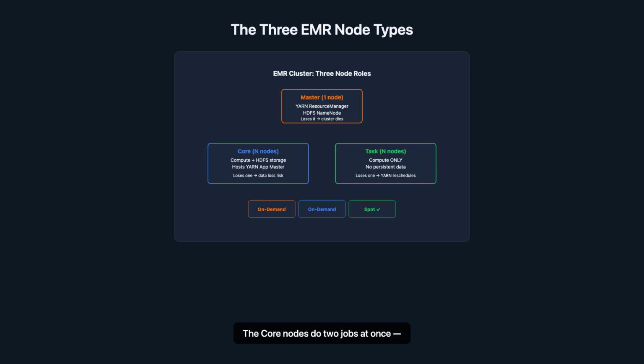The core nodes do 2 jobs at once. They run compute tasks, and they store HDFS data blocks on their local volumes. The task nodes are pure compute. They run Spark executors, but store nothing persistent, so losing one just means Yarn reschedules the work somewhere else.